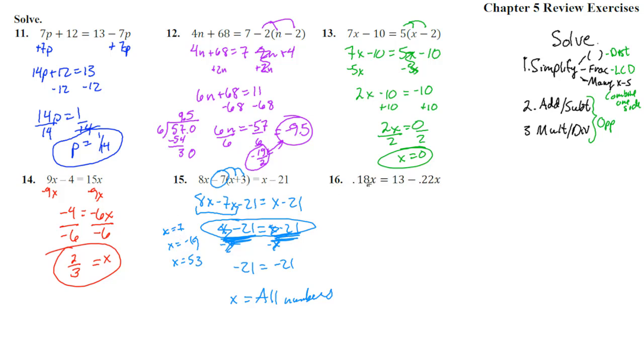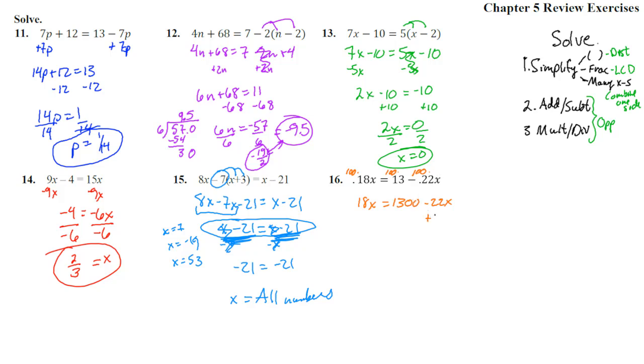Number 16, we don't have any parentheses. We don't have any fractions. Well, but we do have decimals. Let's go ahead and clear out these decimals. This will be pretty nice. Times by 100, times by 100, times by 100. Oh, there we go. So we have 18x equals 1300 minus 22x. No decimals, no fractions.